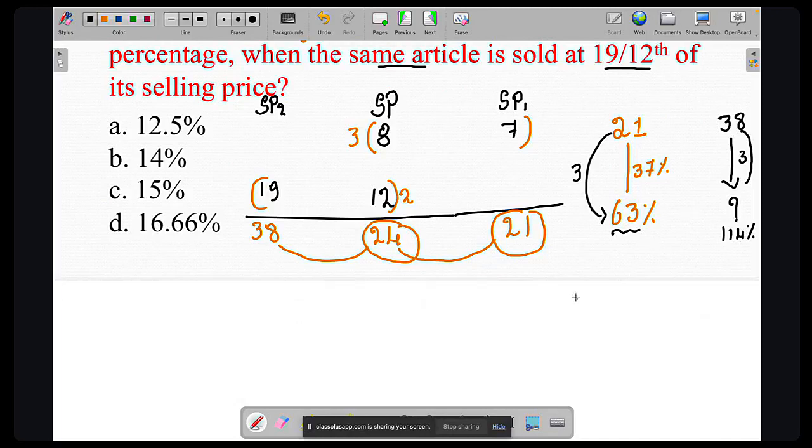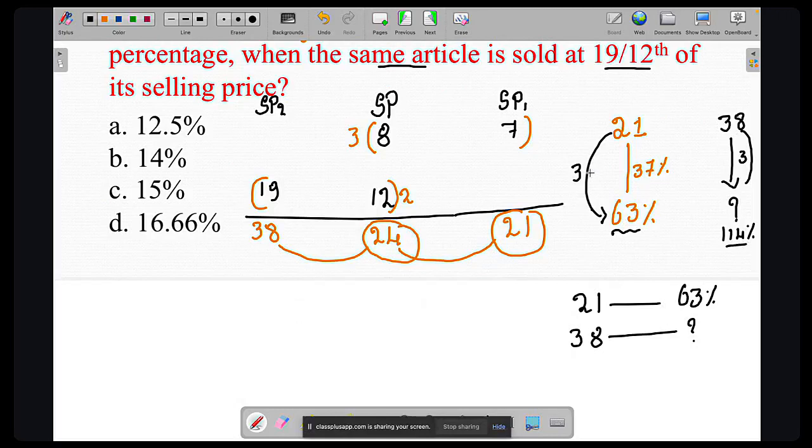Cross multiplication. See, it is the same method, only the style I write is different. 21 parts is equal to 63%. What is 38 parts? How much? That is all I am doing. If you do cross multiplication, you will get 114. Is it clear? Yes, sir. Please reply yes, all. Everyone, is it clear?